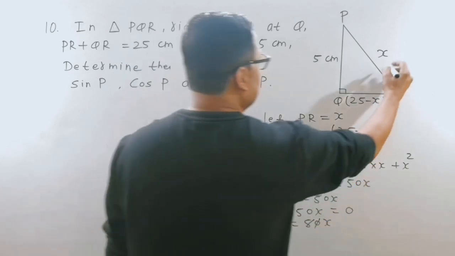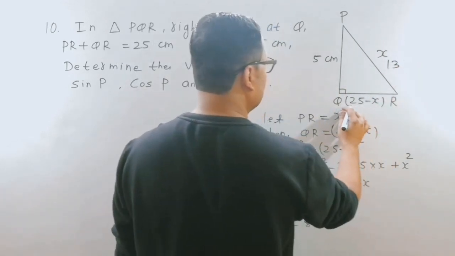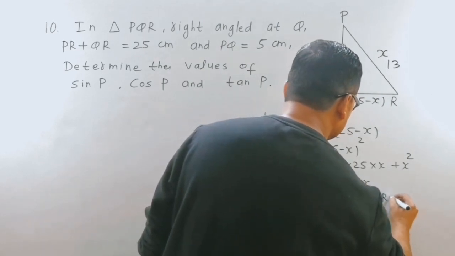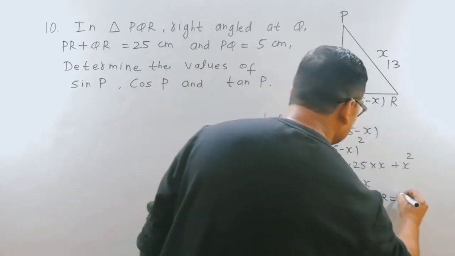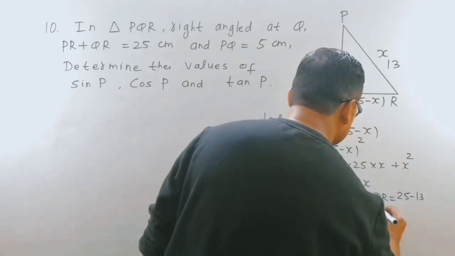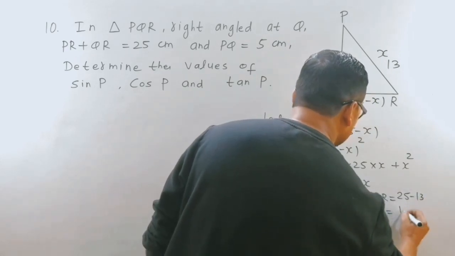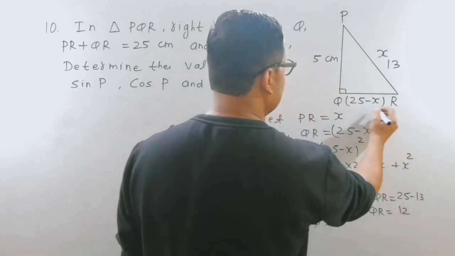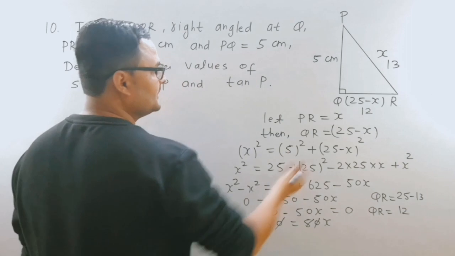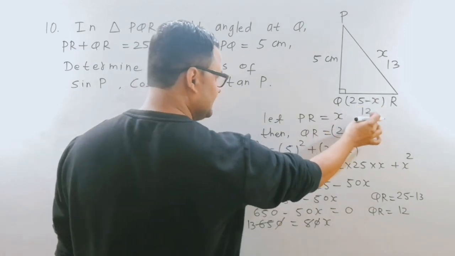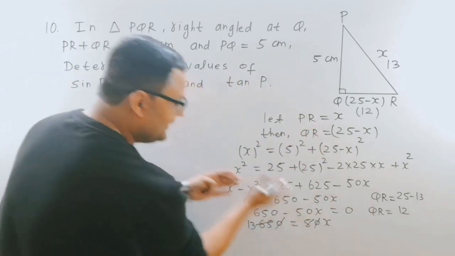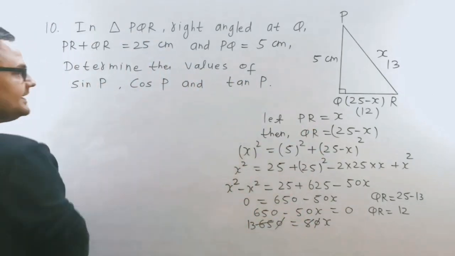So now this is 13. Now QR. Then I'll write here QR will be 25 minus 13. So if I simplify, we will get 12. So it means QR will be 12. 25 minus x, now this is 12. Now if we have done this one, then this is very easy.